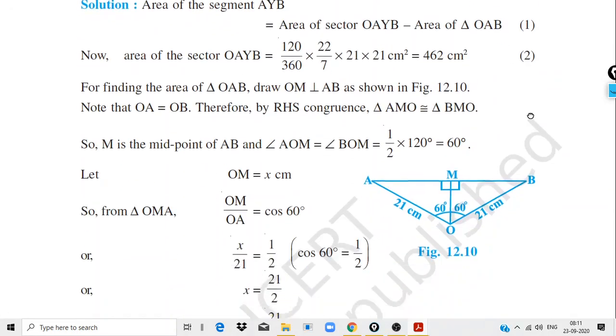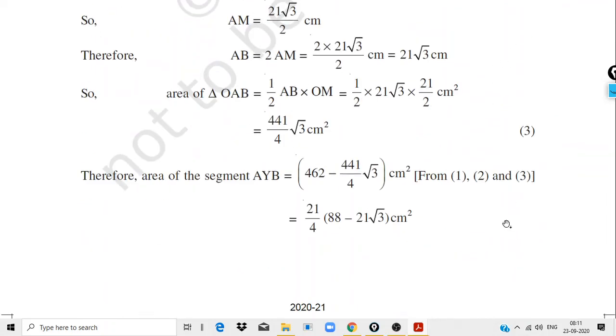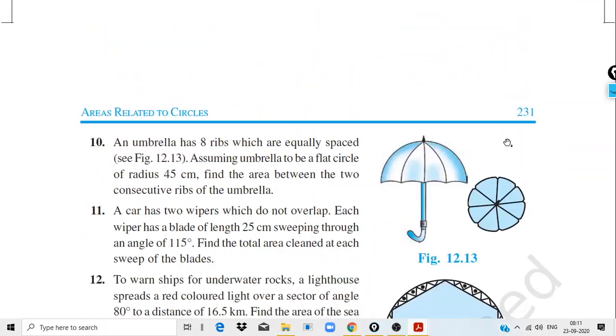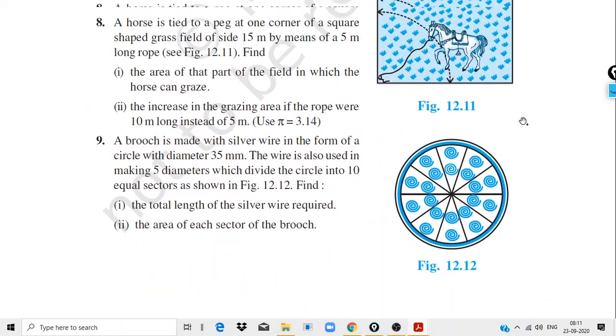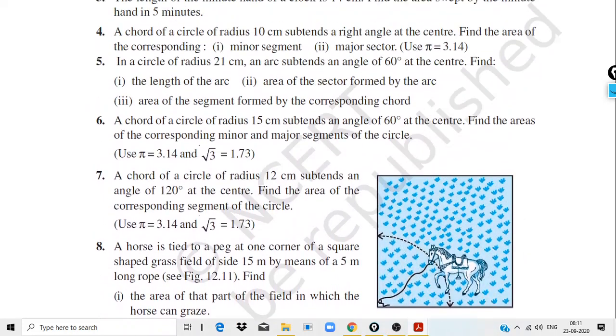Now we will move to the exercise part, exercise 12.2. So we'll try this exercise in a different video.